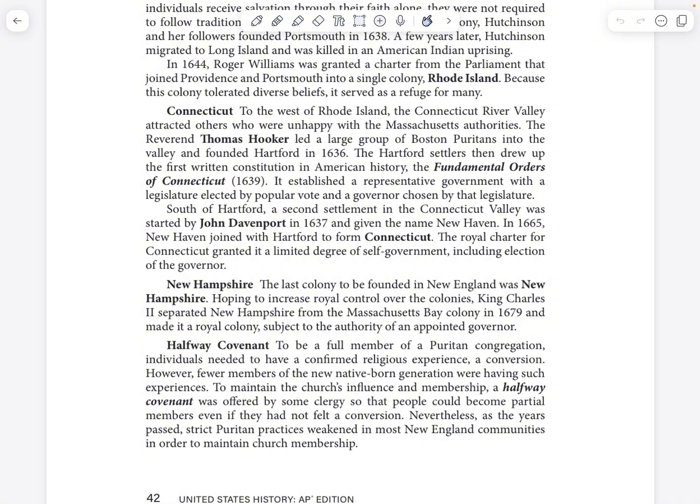New Hampshire. The last colony to be founded in New England was New Hampshire. Hoping to increase royal control over the colonies, King Charles II separated New Hampshire from the Massachusetts Bay Colony in 1679 and made it a royal colony, subject to the authority of an appointed governor.